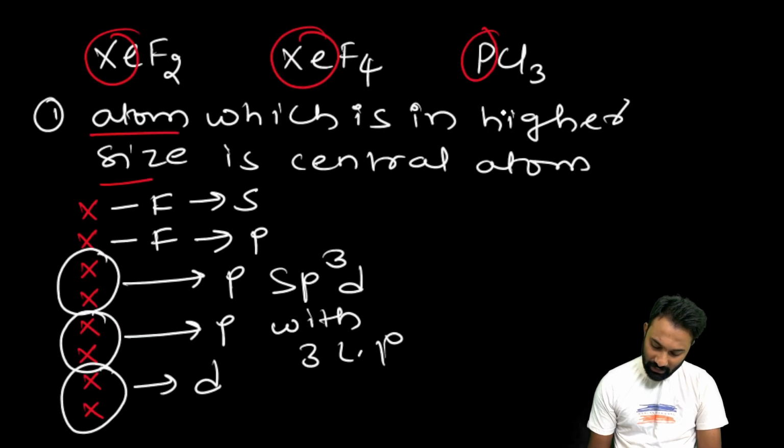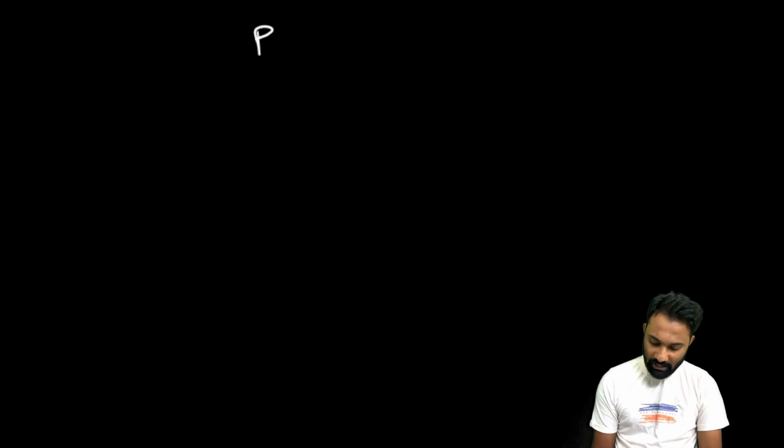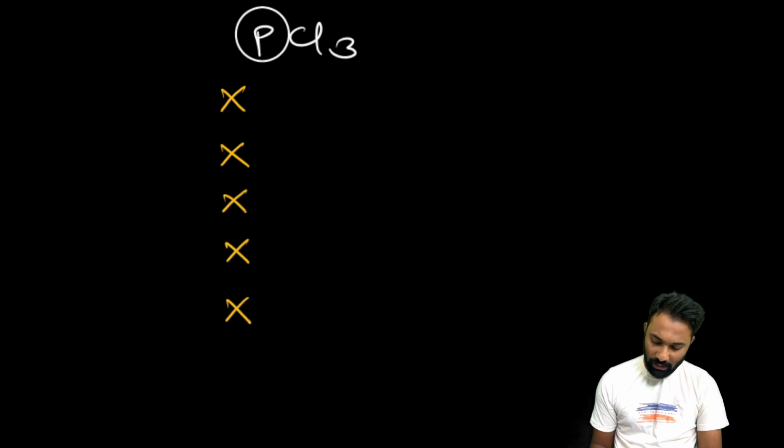Clear? And the next we are having PCl3. Now phosphorus is the central atom. Now write the valency electrons of phosphorus. Now valency electrons of the phosphorus are 5: 1, 2, 3, 4 and 5.